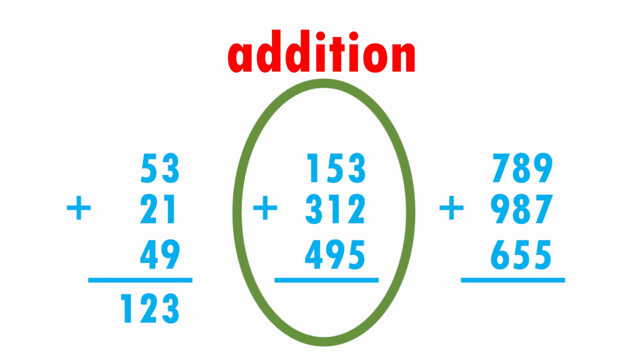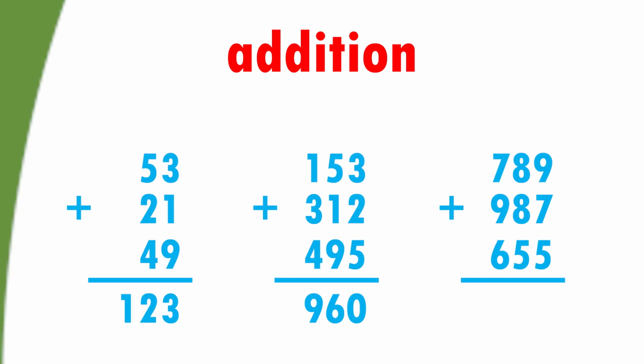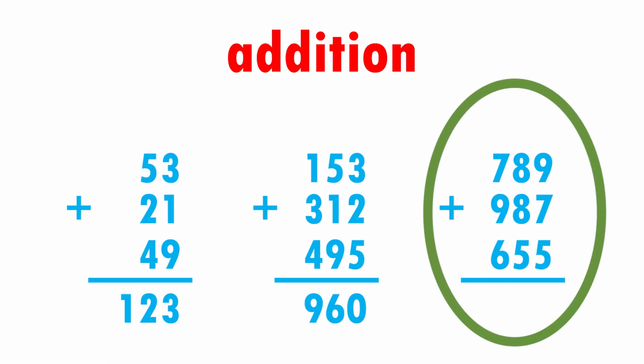Now let's add 153 plus 312 plus 495. Start with the ones. 3 plus 2 plus 5 equals 10. Write down 0 and carry over the 1. Tens. 1 plus 5 plus 1 plus 9 equals 16. Write down 6 and carry over the 1. Hundreds. 1 plus 1 plus 3 plus 4 equals 9. The total is 960.